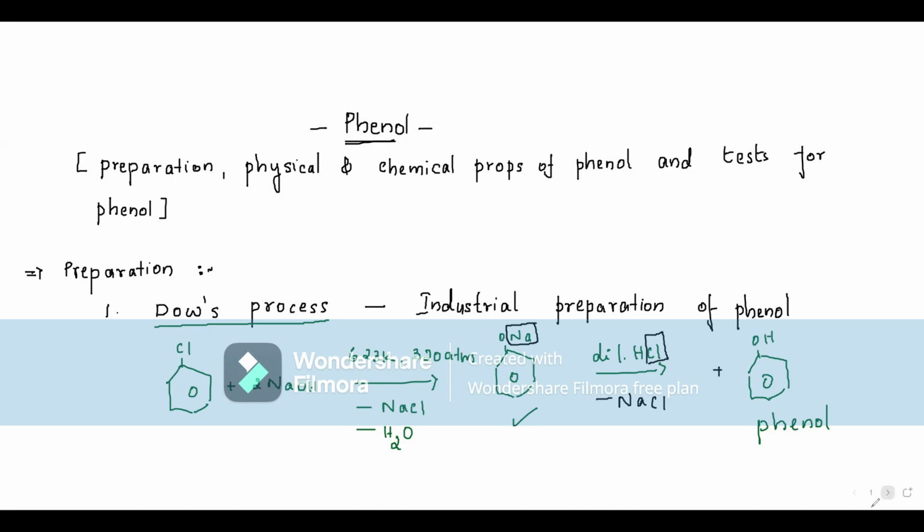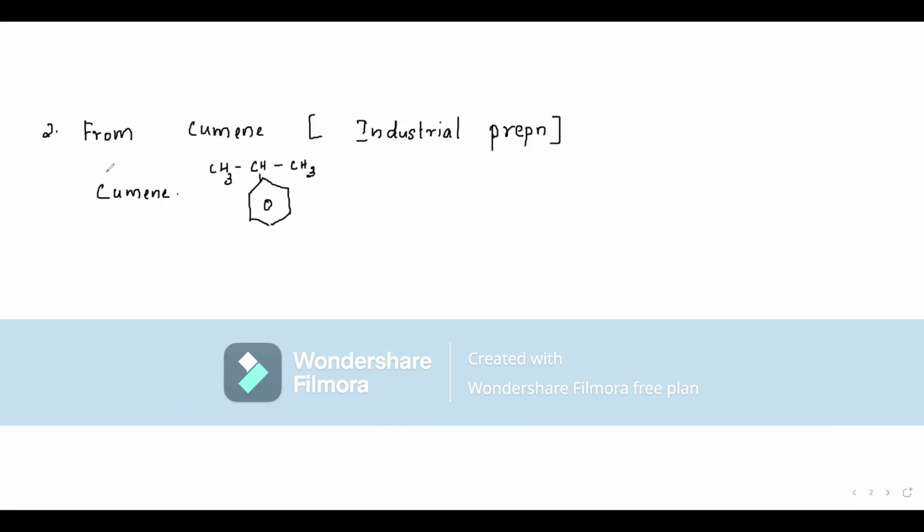Okay, so the next method of preparation is a very important method. This is again an industrial preparation, from cumene. So let us first see what cumene is. This is called the cumene process. Cumene structure is given here. It has a benzene ring which is connected to an isopropyl group. Now, what is an isopropyl group? CH3, CH2, CH3. Okay, this is propane.